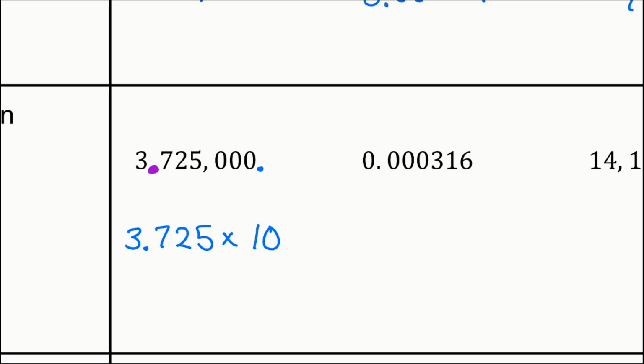Where my purple decimal is, I'm going to start from there and move that to where the blue one is. And you'll notice as I do that, I go to the right. 1, 2, 3, 4, 5, 6. So I moved 6 times to the right. So in scientific notation, this would be 3.725 times 10 to the 6.